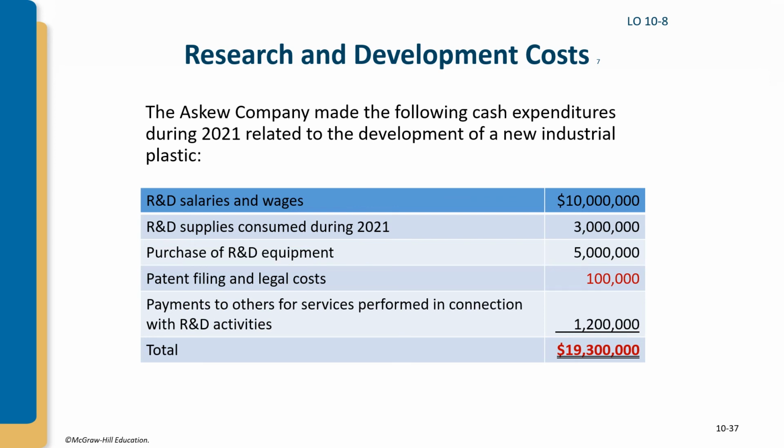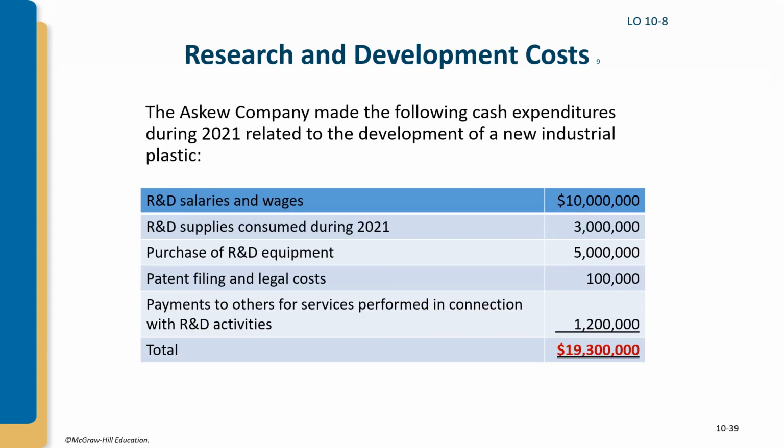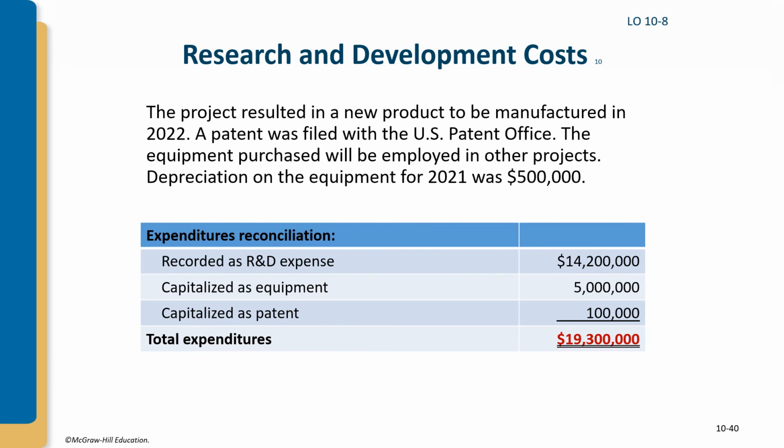Now what about these patent and filing fees? Well, this takes us back to the beginning of the chapter. Debit patent. That's not research and development. That is part of acquiring your patent. Debit that, credit cash. You have a new intangible asset. And here's how we came up with the total expenditures. $14,200,000 for R&D expenses. $5 million was the capitalization of the equipment, and $100,000. So that's the total expenditures. Some goes to expense, some goes to assets.